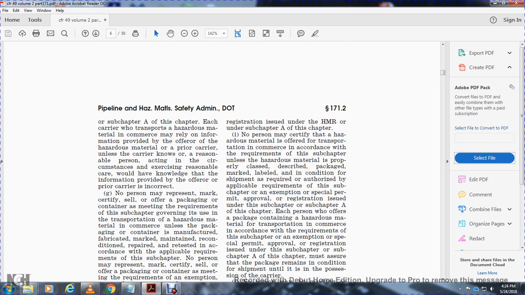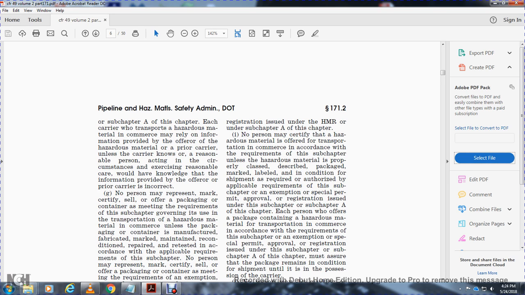No person may offer or accept a hazardous material for transportation in commerce unless the hazardous material is properly classified, described, packaged, marked, labeled, and in condition for shipment as required or authorized by applicable requirements of this subchapter, or an exemption, special permit, approval, or registration issued under this subchapter or subchapter A of this chapter.